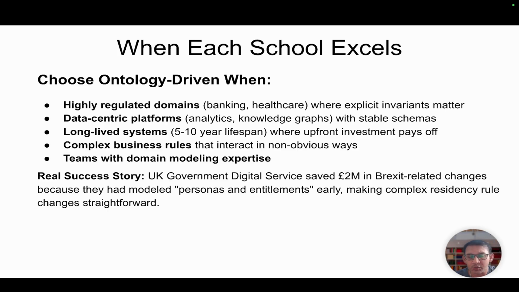I can give you a real success story. The UK government digital services saved over £2 million in Brexit related system changes because they modeled personas and entitlements early in their architecture. When complex residency rules changed, they could implement the changes by tweaking the rule definitions rather than rewriting code throughout the system.